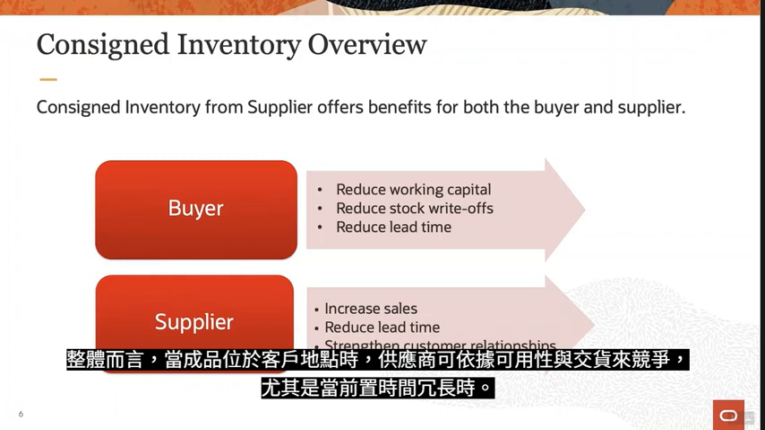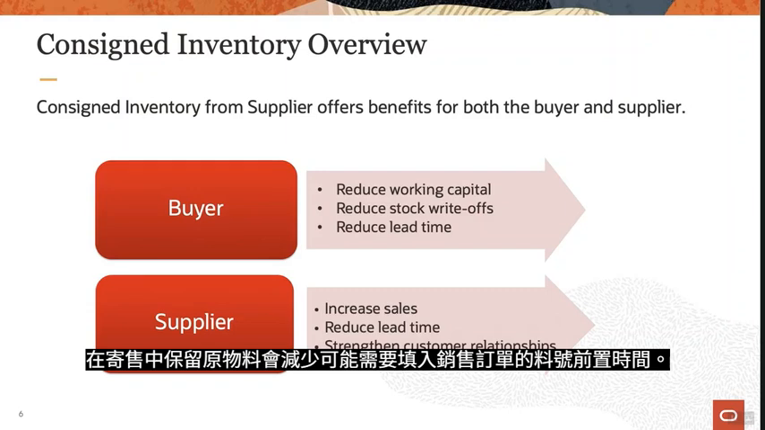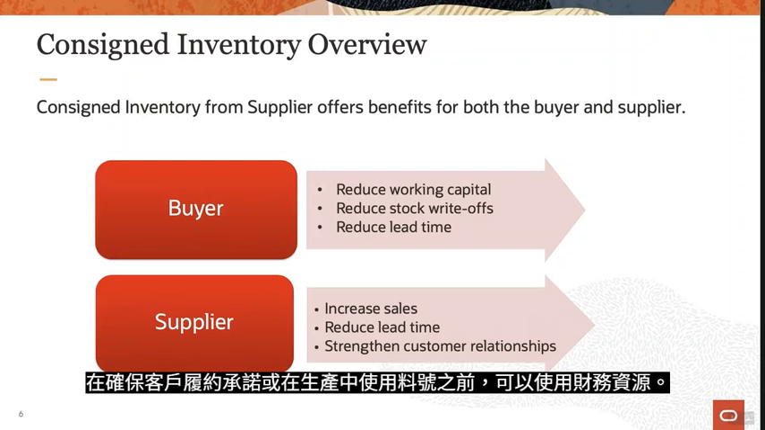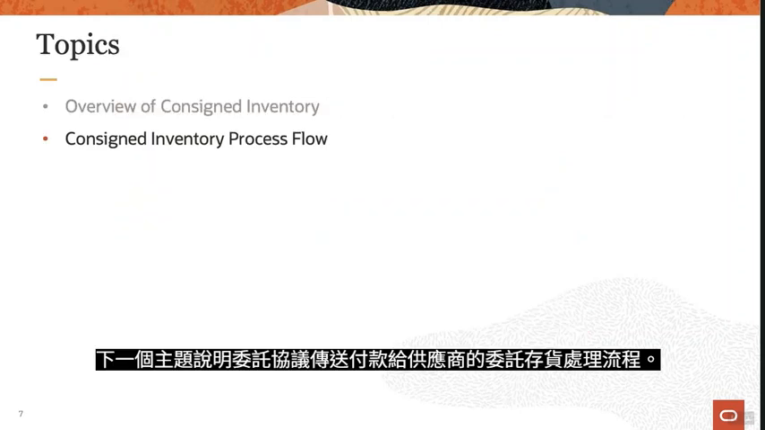Holding materials on consignment reduces lead times for items that might be required to fill the sales orders. And buyers experience increased inventory turns, thus reducing funds invested in inventory. Financial resources are available until customer commitments are ensured or items are used in production. The next topic describes the consigned inventory process flow from signing the consignment agreement to sending the payment to supplier.